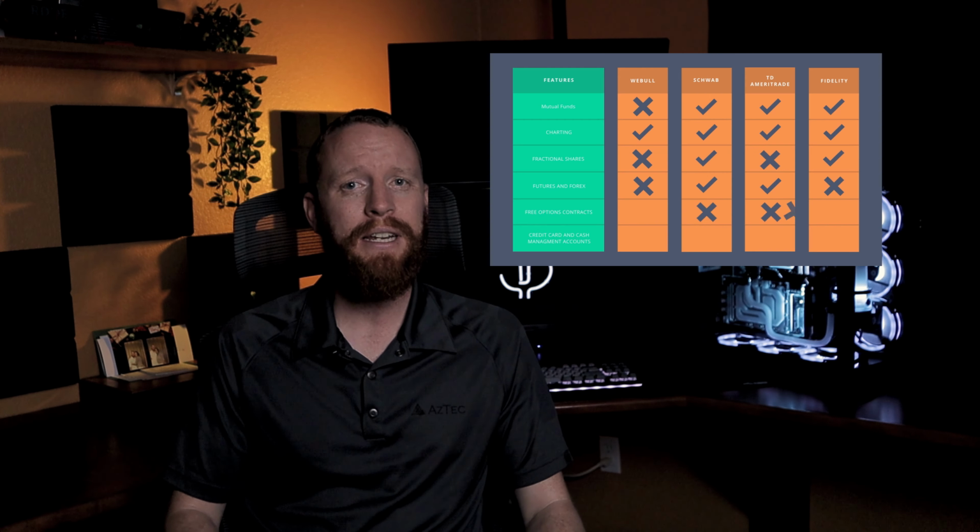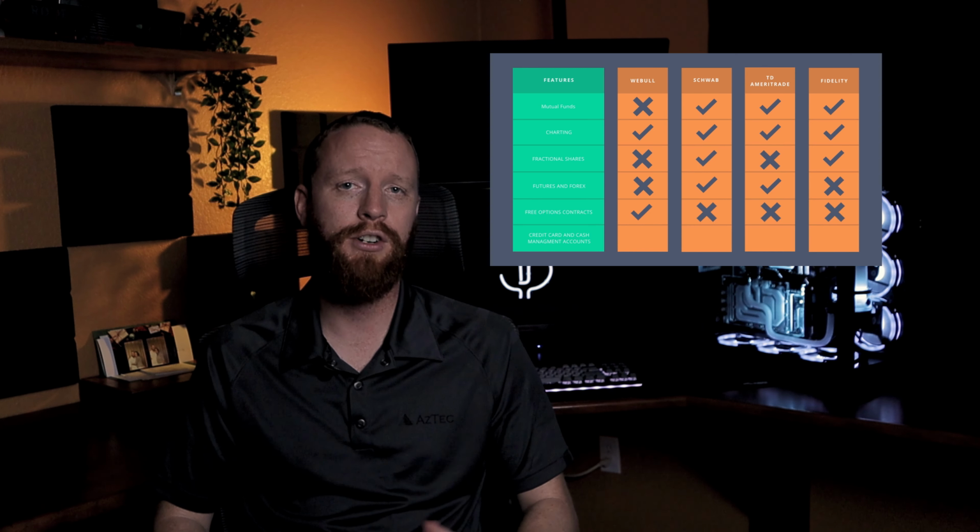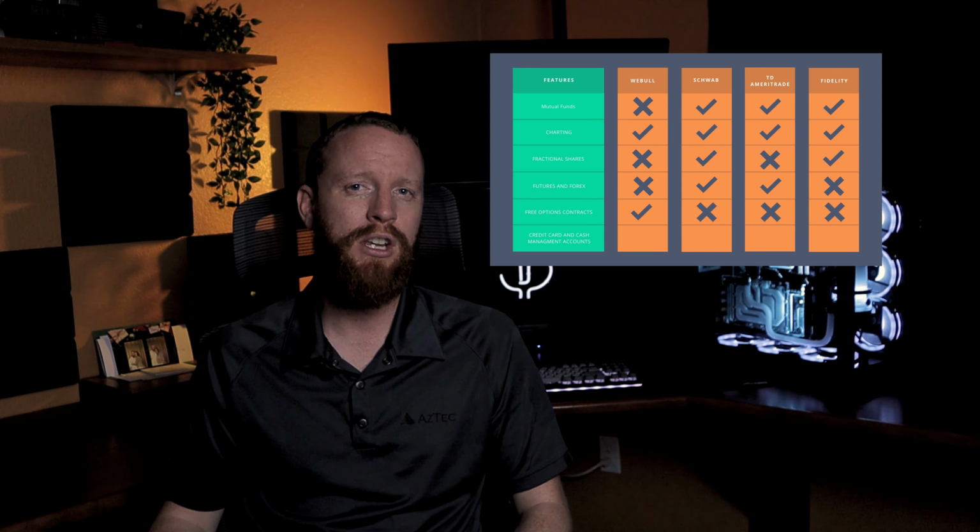Now let's take a look at options contracts. Options contracts for all these brokers are zero commission, but Webull is the only one without a contract fee. Schwab, TD, and Fidelity will all charge you a 65-cent contract fee per contract. This means Webull is the cheapest for options trading since all you have to pay are the normal regulatory fees.